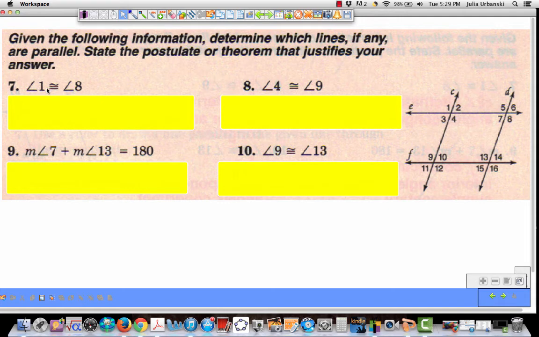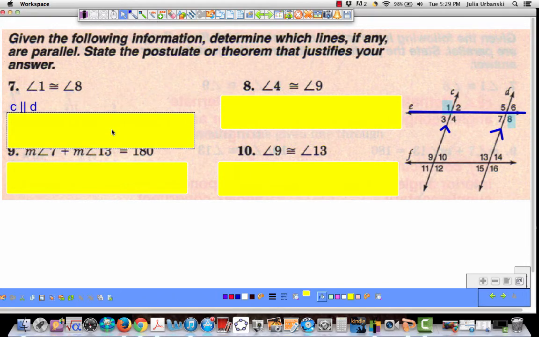So look at number 7. We are being told that angle 1 here is congruent to angle 8. First thing to notice is the transversal that's cutting through there. The transversal is going through right there, line E. So the next question they say is determine which lines, if any, are parallel from that. So which two lines would have to be parallel? It's the lines that go through each of the angles. So I'm going to put the markings there. This line would have to be parallel to this line, because that's where angle 1 is, and that's where angle 8 is. So C would be parallel to D.